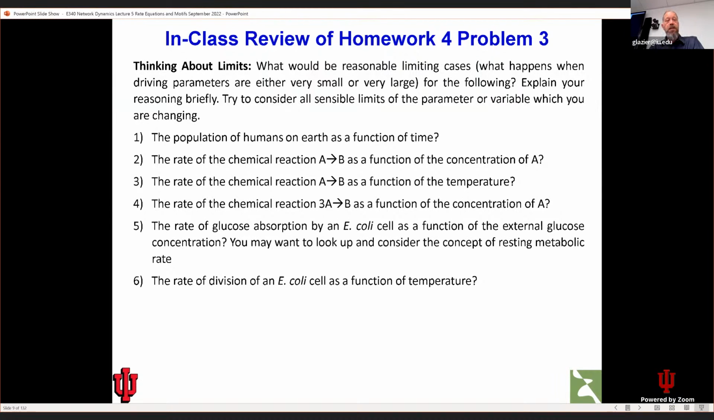Eden, do you want to maybe take a stab just at the beginning on population of humans on Earth as a function of time? Sure.